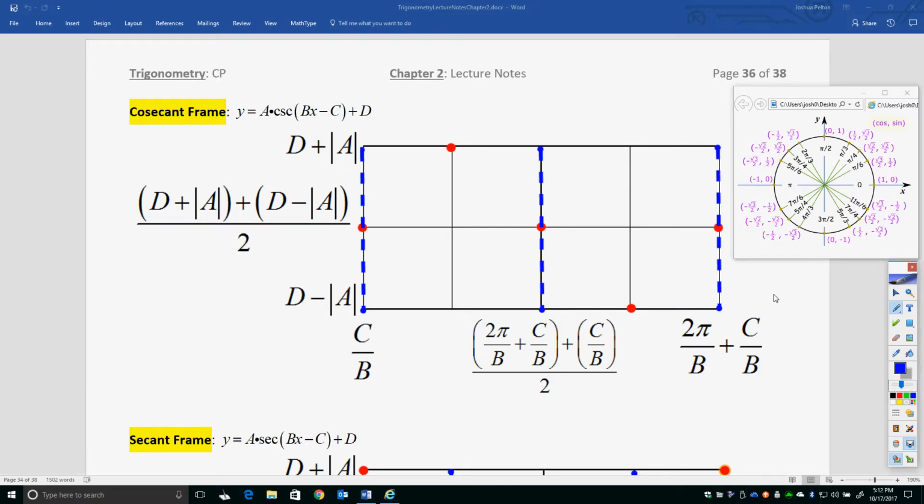This is Professor Belden. This is trigonometry. This is Chapter 2, Section F, Part 3 of 3. We're doing the cosecant and secant frames this time.